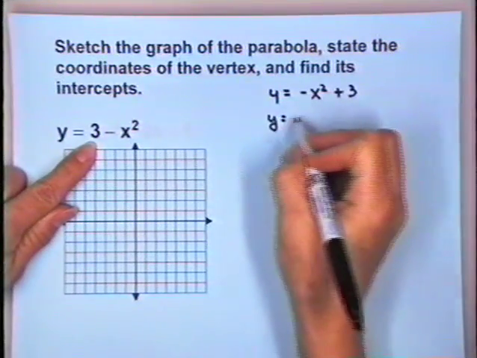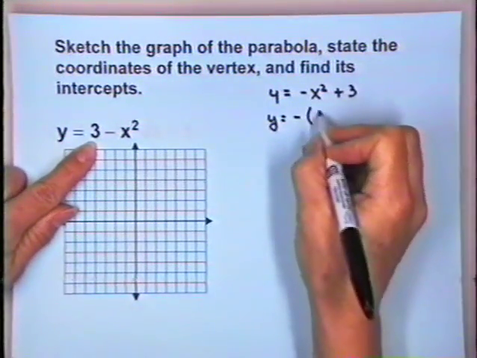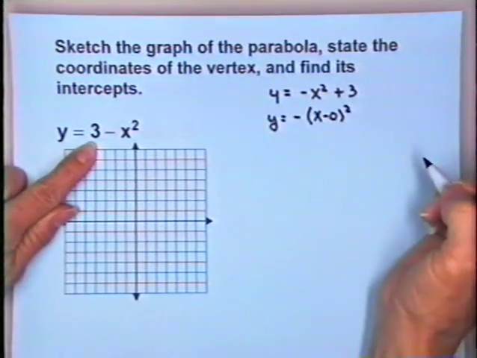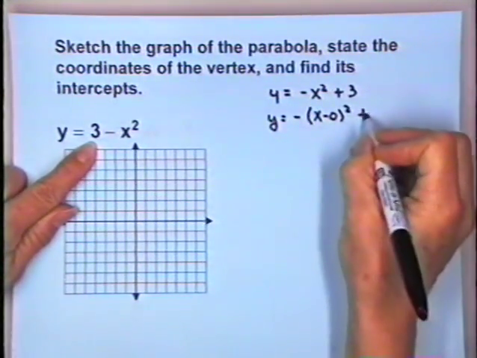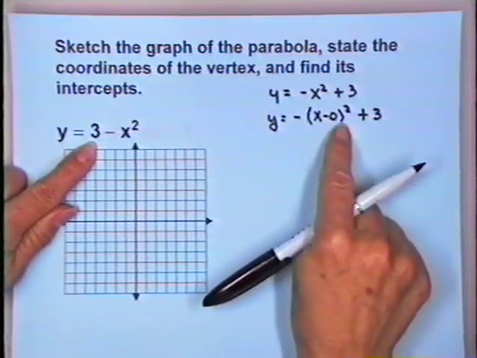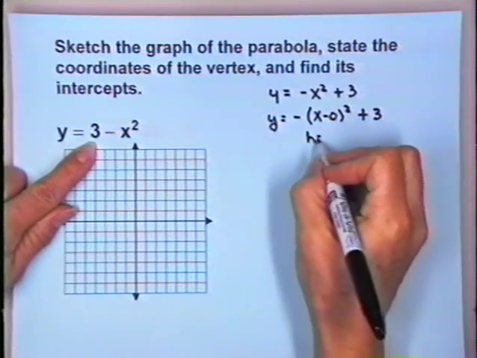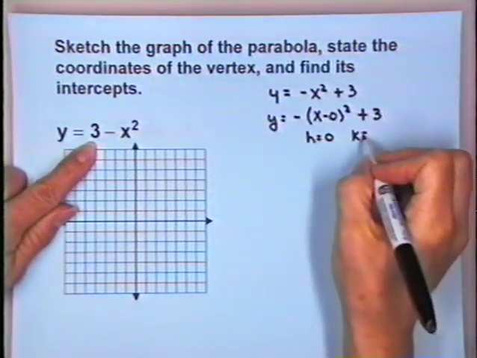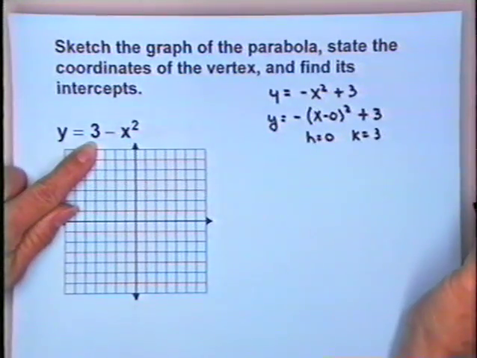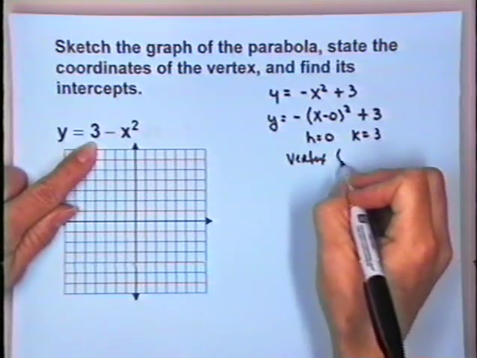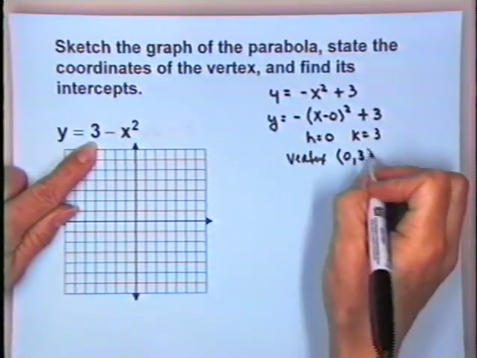I'm simply going to write this as minus the quantity x minus 0 squared, because that's the same thing as x squared, and then bring down the plus 3. Now remember it said x minus h, so my h is 0, but it says plus k, so k is a 3. Since h is 0 and k is 3, I know that my vertex is at the point 0, 3.